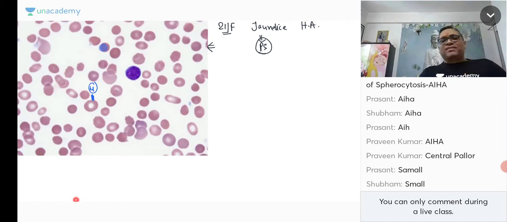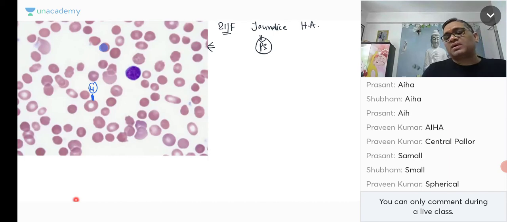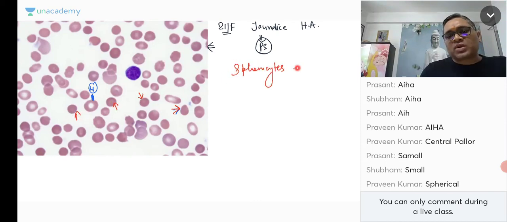So that is how you are going to identify on the clinical exam, on peripheral smear examination, right? So now we are seeing a small spherocyte. So all these are spherocytes. Let me check with another color. These are red color which I'm marking. All these are spherocytes. So you are seeing so many spherocytes, so I'm just putting plus, plus, plus, plus.